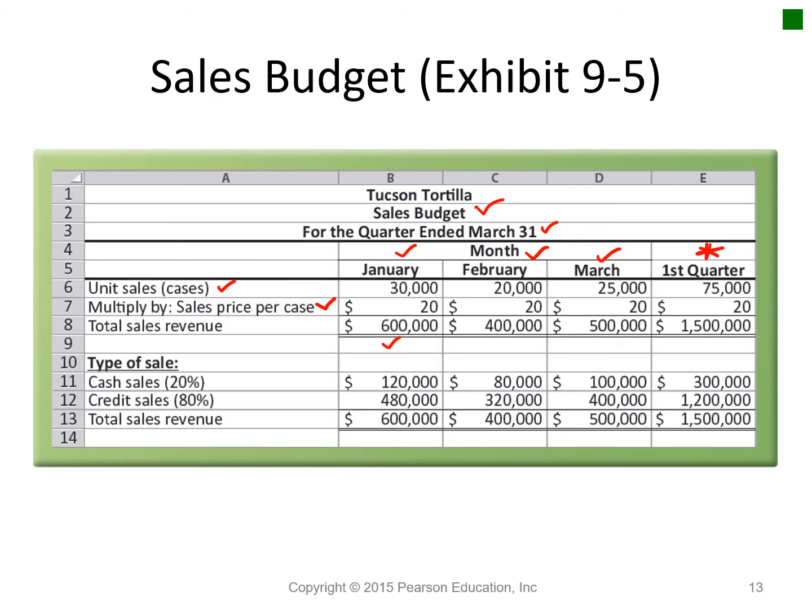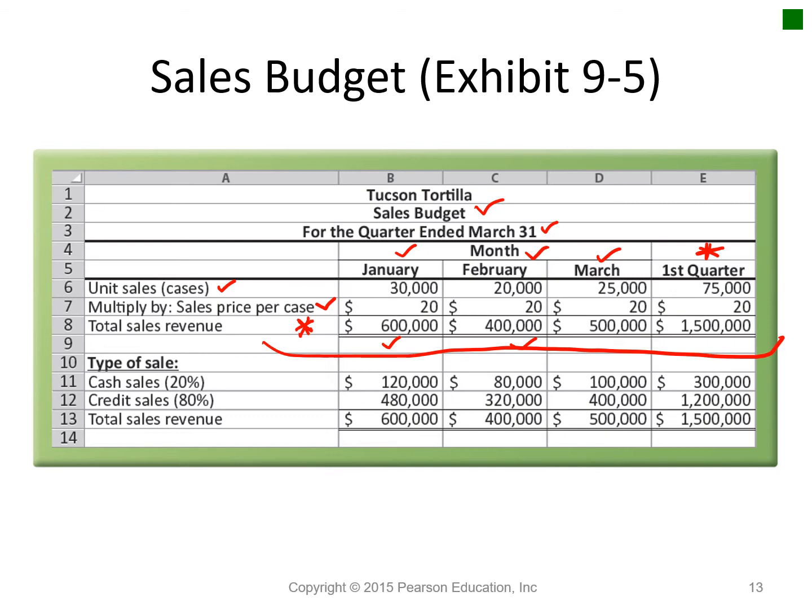And then for February, it'd be 20,000 times 20 gives you $400,000 of sales revenue. And you can go on and on and on. Pretty simple calculation. Just take your unit sales times the sales price. So this total sales revenue, that's your budgeted revenue. And then down below, notice how they're breaking this apart.